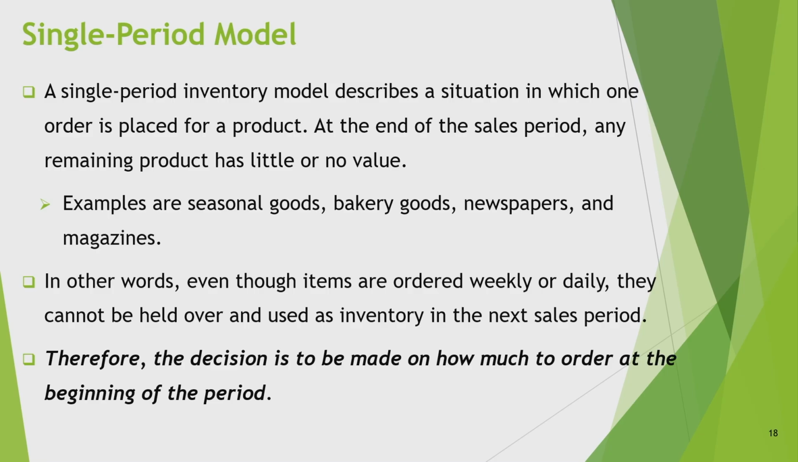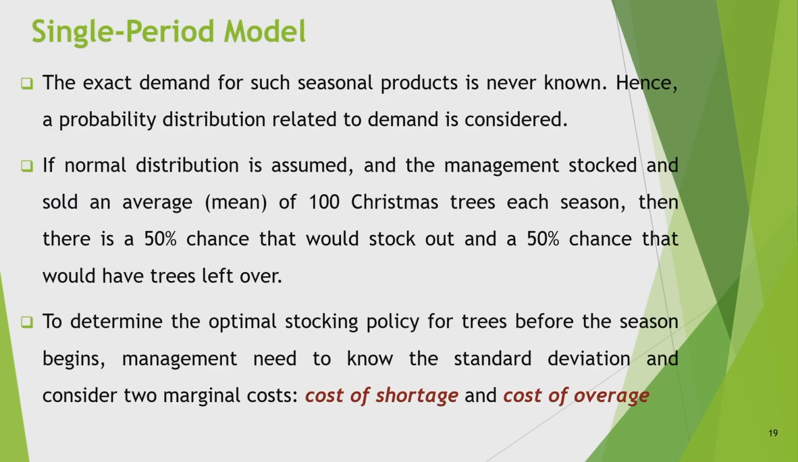Therefore, the decision to be made is how much to order at the beginning of the period. Only that decision you have to make. The exact demand for such seasonal products is never known. Hence, a probability distribution related to demand is considered.